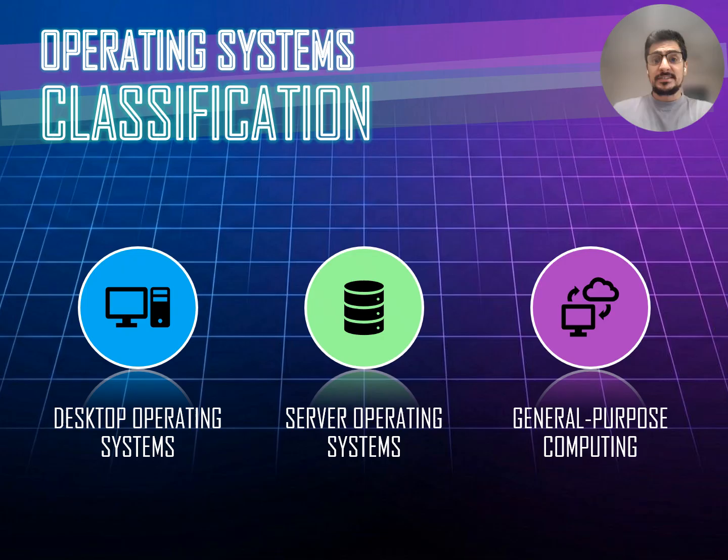Server operating systems are designed to manage network services and resources for multiple users. General-purpose OS are designed to handle a wide variety of tasks and workloads, combining both desktop and server characteristics.